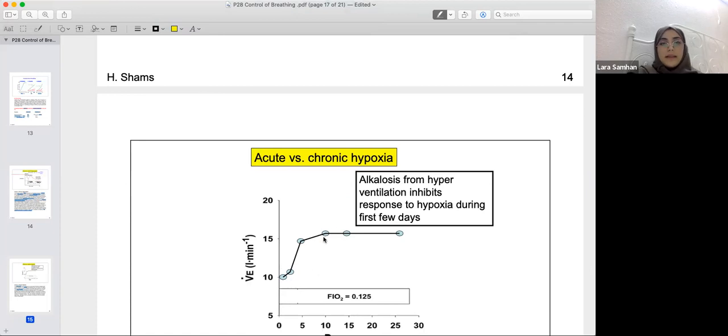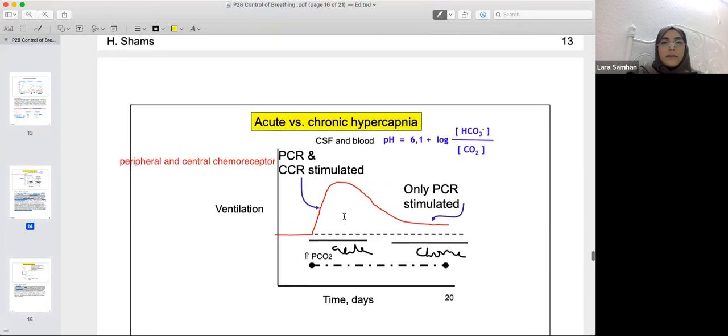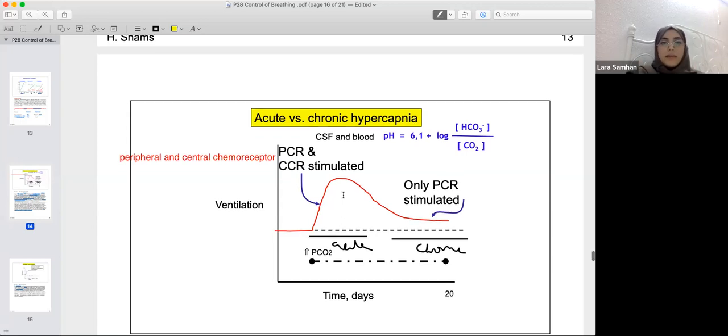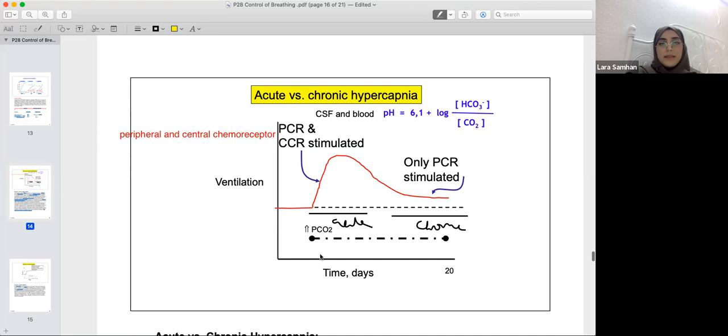As you can see here in the graph of hypoxia, it's quite different compared to the graph of hypercapnia. So basically, the theory or the concept behind both graphs is almost the same, with very minor differences. So let's explain what this graph is exactly about. This is the y-axis and this is the x-axis. The y-axis basically shows the ventilation. The x-axis is the period of time, either time or days.